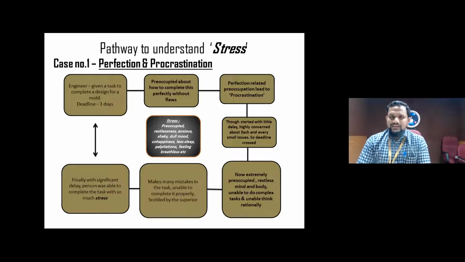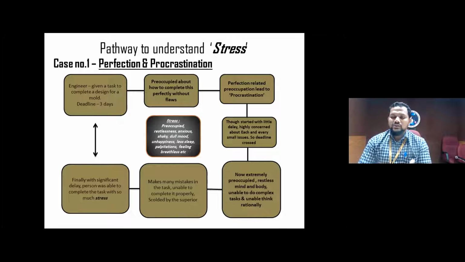Your deadline is given as 3 days. Now, instead of starting the work as soon as possible, you are preoccupied about completing the task in a perfect manner in the end. In order to do it perfectly, you thought of analyzing many things related to designing this mold. The perfection-related preoccupation leads to delaying the task, I mean, initiating the task is delayed. It's called procrastination. Finally you end up starting the task with a little delay, highly concerned about each and every small issue, correcting one by one, and taking enormous time. Finally, the deadline is crossed.